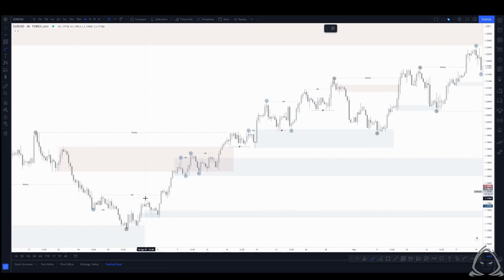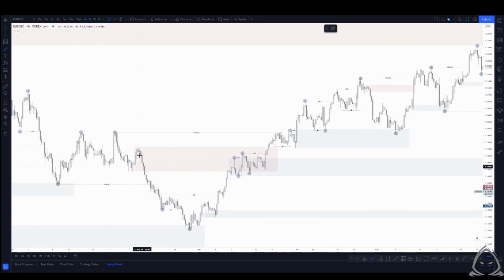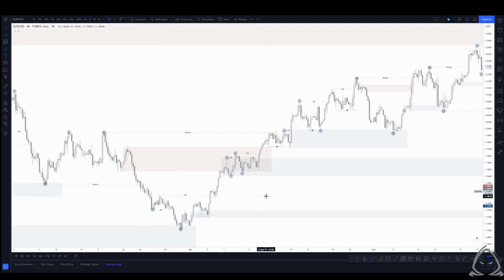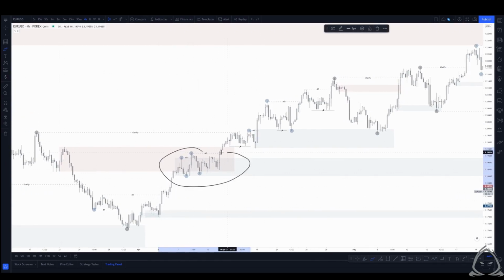So as we can see from this bit of structure, we've just seen a daily change of character. We were making lower lows and lower highs. We've broken daily swing structure and we're starting to create an uptrend. And on the 4-hour, we started to see our change of character a little bit lower. We'll just start in this section as we are just about to break this daily swing point to switch the trend from bearish to bullish.